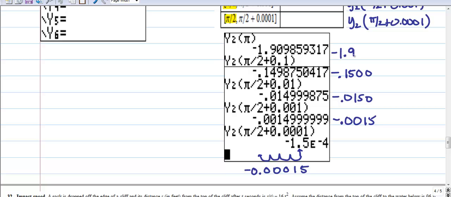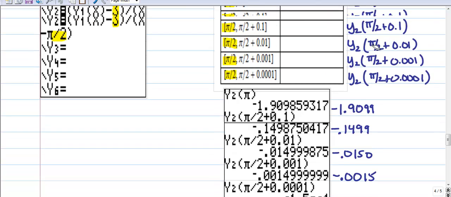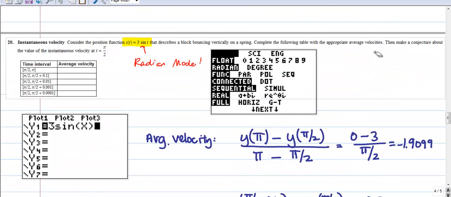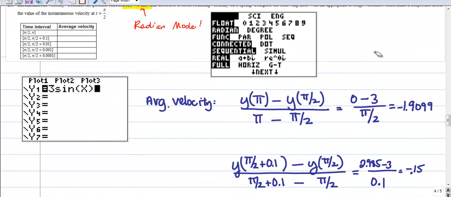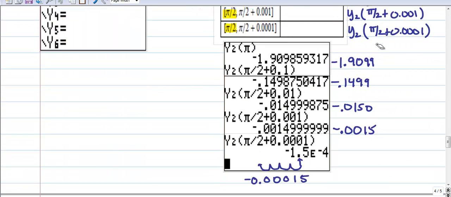And this would be negative 1.9. This 8. That 5 rounds, so 0.99. And actually, to be more precise here, it would be negative 1499. But over here, this 9 rounds out to, yeah. So that's how my rounding would go on that one. And I think it also says to make a conjecture. I think that instantaneous velocity of that looks like it's going to 0, because those values are getting smaller and smaller and smaller.